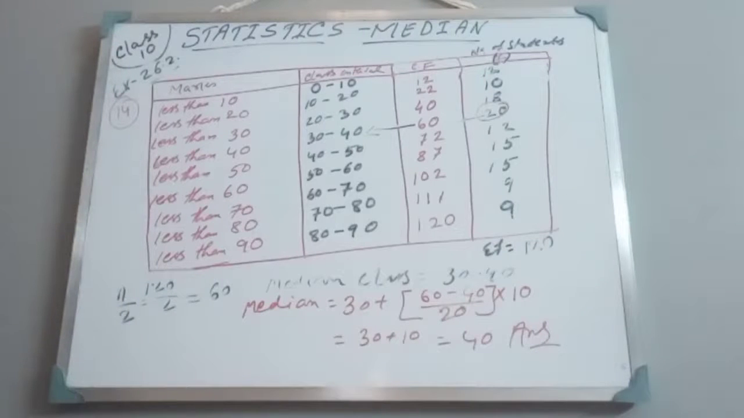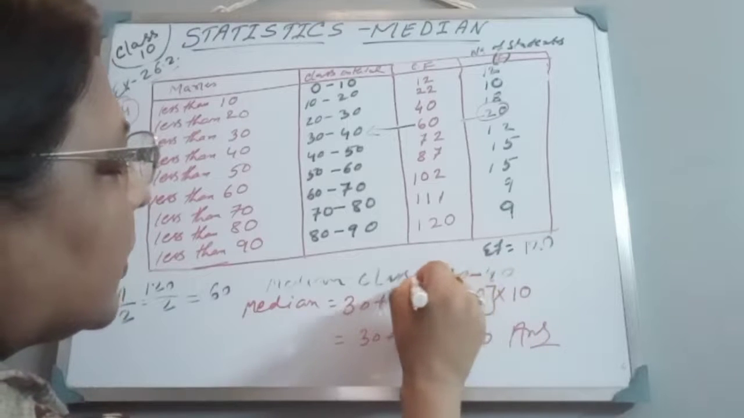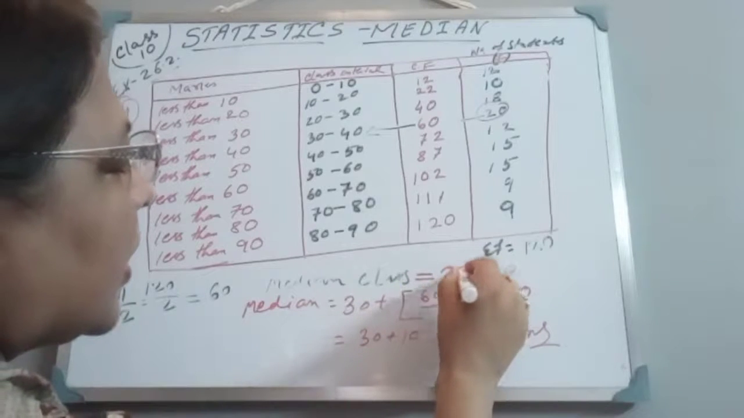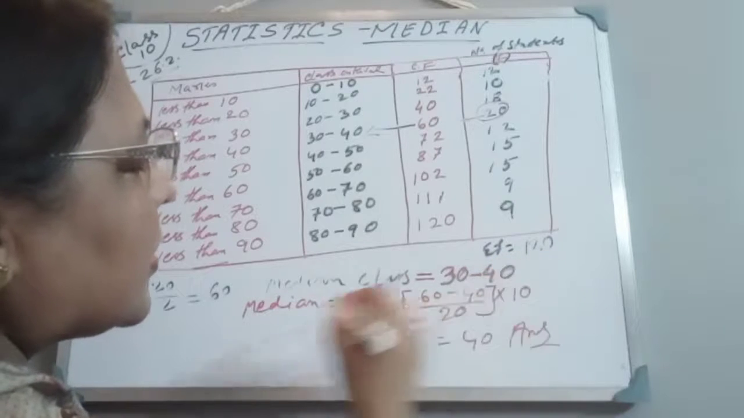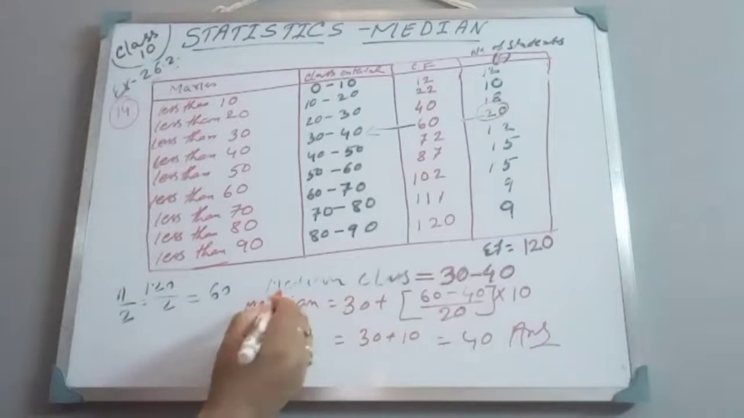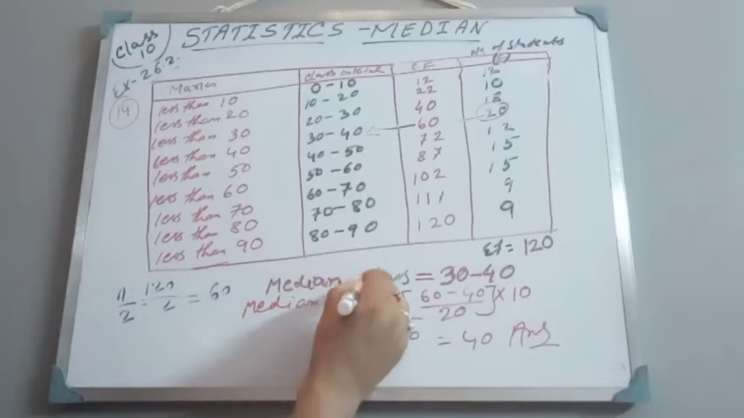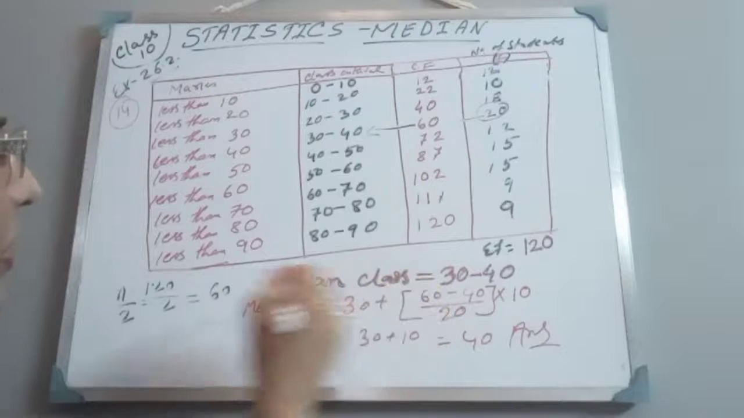This is sum number 14. I think now it is clear to you. The median class is there.